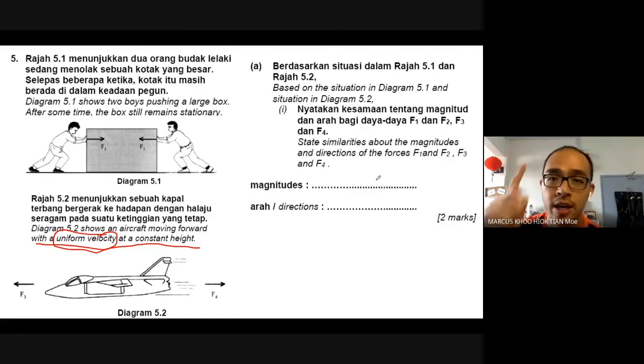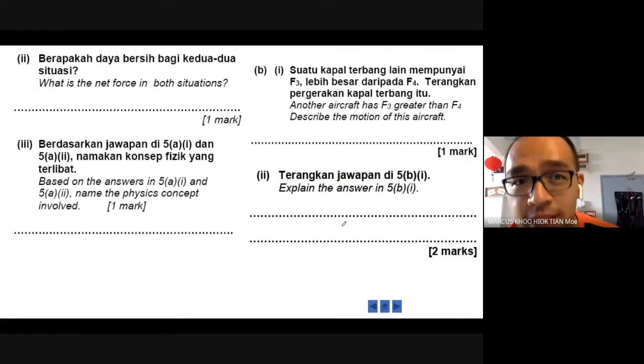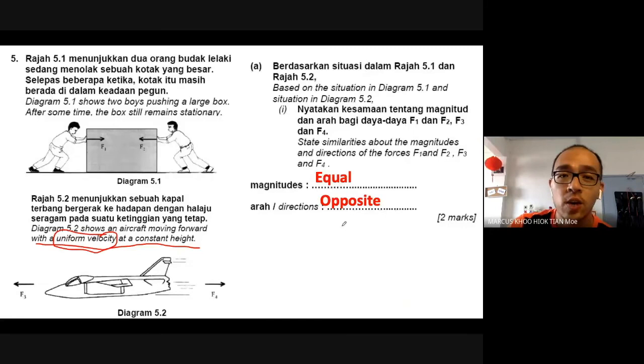Based on the situation, state the similarities about this one, the magnitudes and the direction. So F1 and F2 will be equal. But what about the directions? Are the directions same or different? This one is like a trick question, but quite easy. The directions will be opposite directions, obviously, they can't be the same direction, because if they're in the same direction, then the forces won't be equal. By the way guys, this is an example of an SPM question. Easy, right? It just asks you this. That's why this is not difficult. What is the net force in both situations? Michelle.